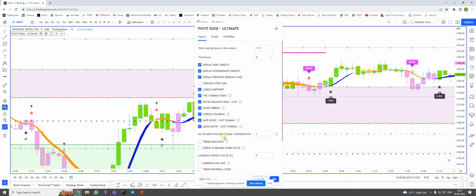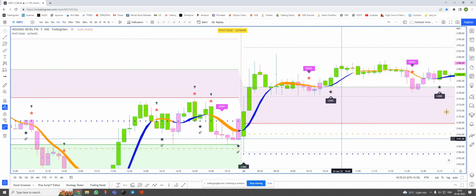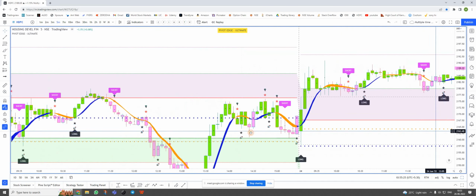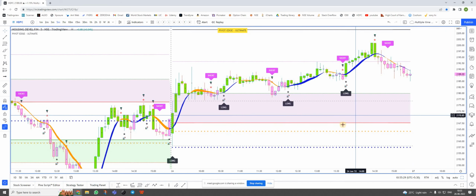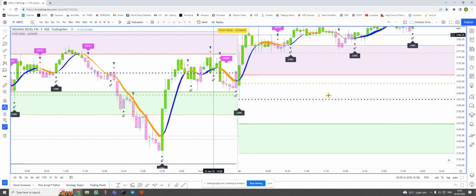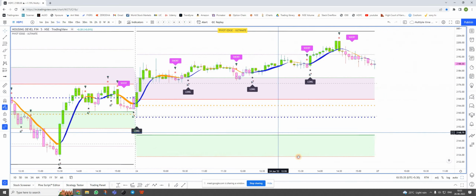Okay. Next, number of bars for safe signal confirmation. This is one feature I am trying to give, where you can control how many bars you need to check for the signal. Yes, there may be some fake breakouts coming in. In order to control those fake breakouts, what I have tried to create is an option where you can check how many candles you need to take.